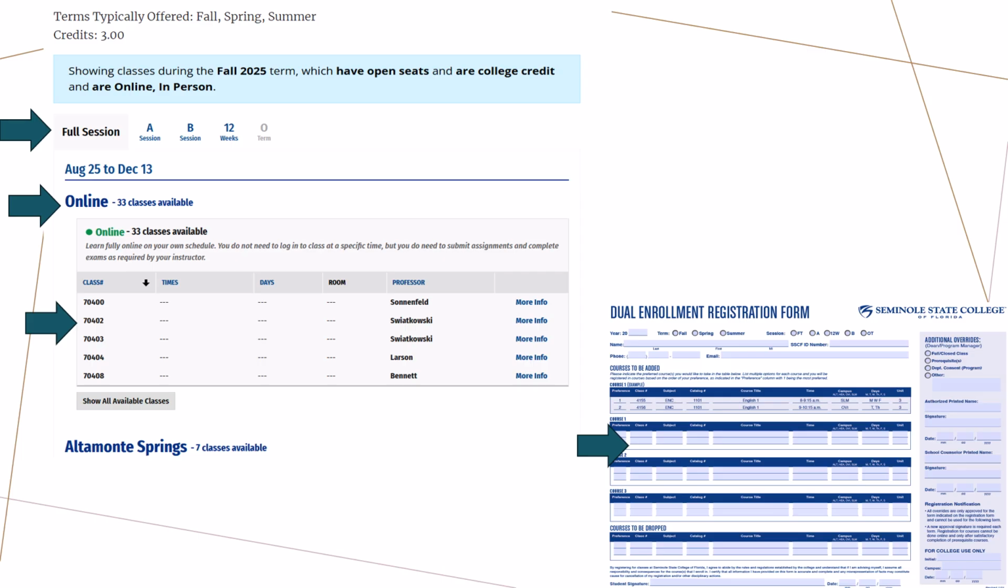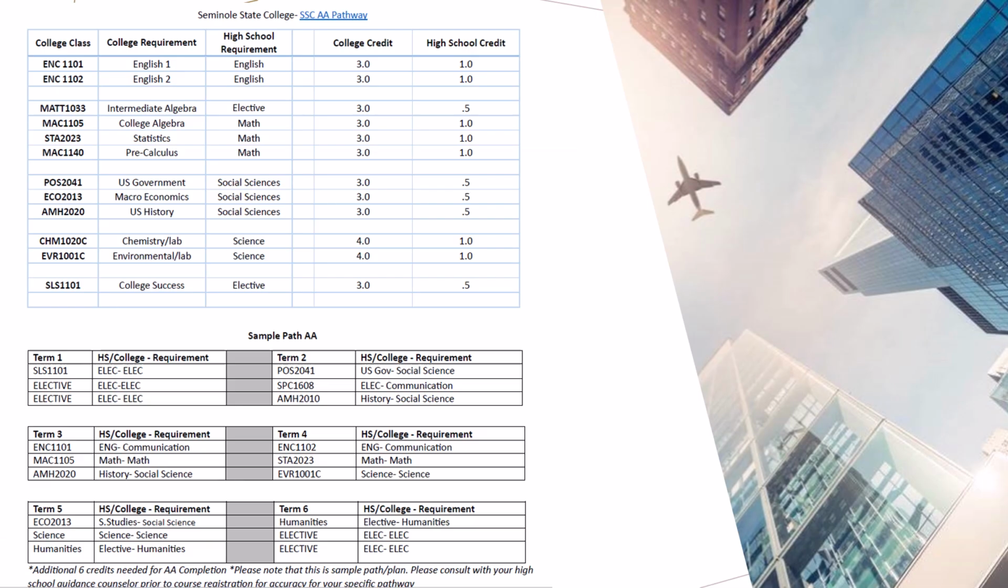On the dual enrollment form to the right, you'll notice that there is a section for the class number. This must be copied off of the website onto the registration form, and students will pick 2 choices. Number 1 might be the 70400 with Summerfield, or they may choose a second option in case that class is full, 70404 with the instructor Larson. That information must be put on the registration form for class number.